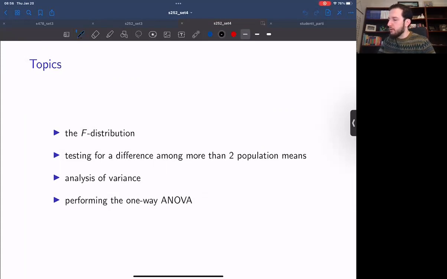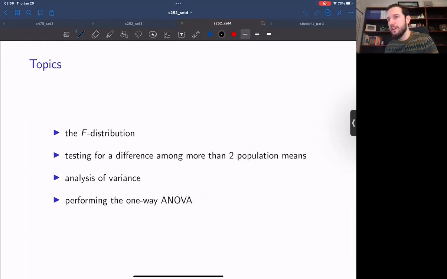Okay, the first thing we're going to do in this lecture set is talk about the distribution that we are going to use to actually run the hypothesis test. So far, our hypothesis tests have been based off of the standard normal distribution or the student t distribution. For one-way ANOVA, it's based off of what is called an F distribution. So we're going to have a new shape for our sampling distribution of the test statistic, and we're going to have a new table in which we will use to find critical values and p-values.